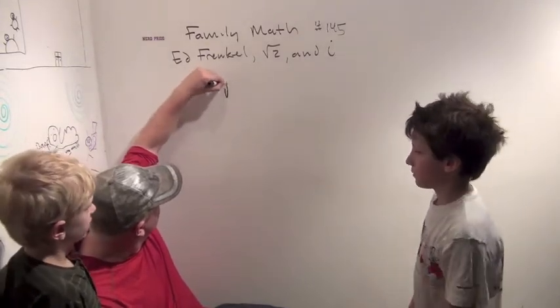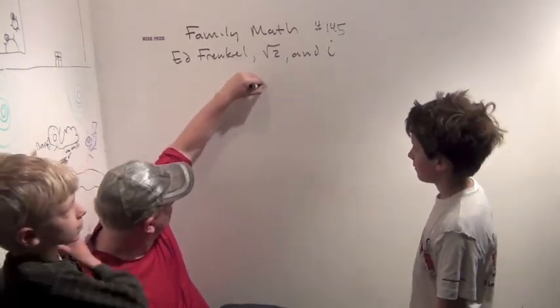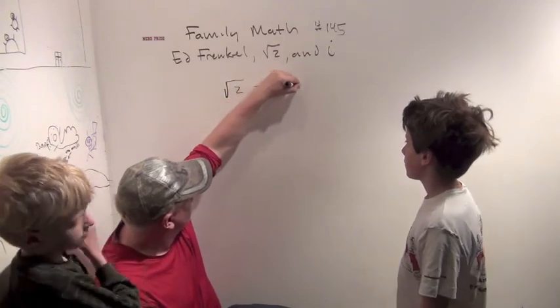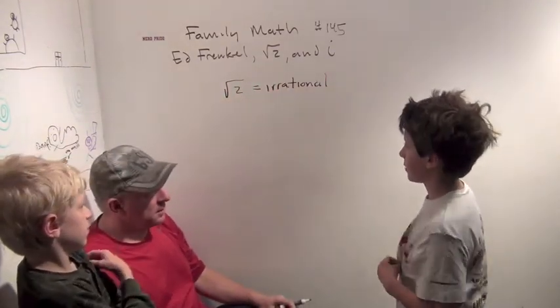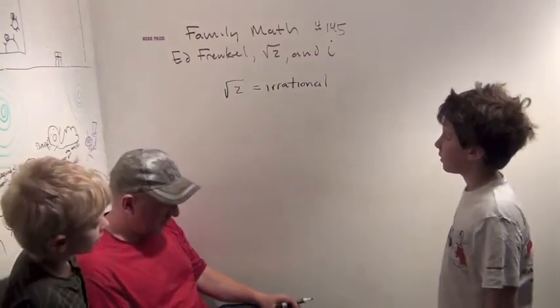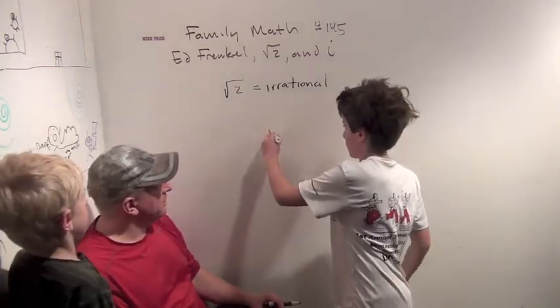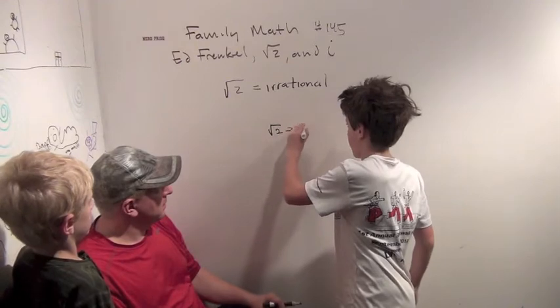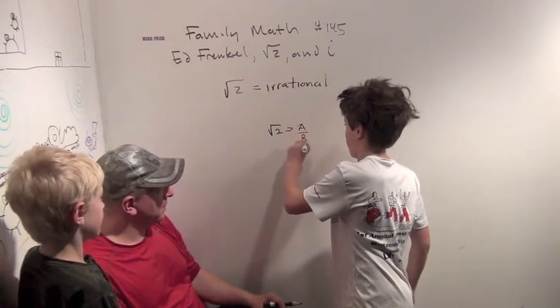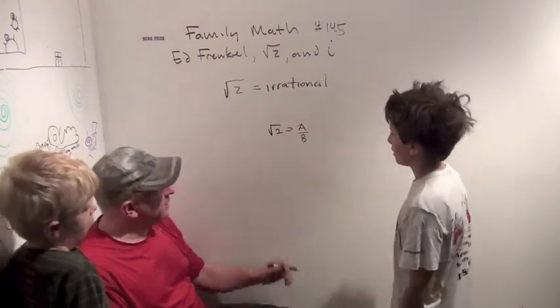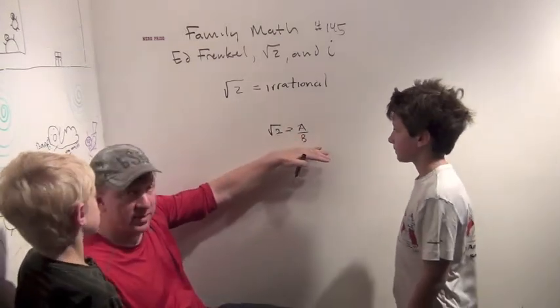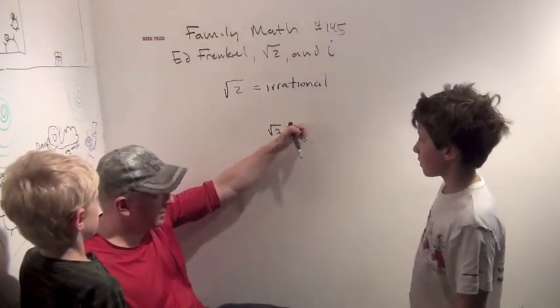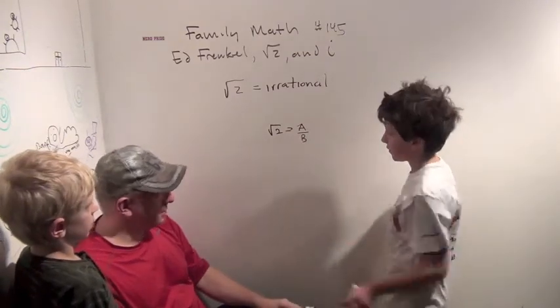It's irrational. We can prove it by proof by contradiction. Well, the square root of 2 equals a over b, and a and b are in lowest terms. So we're going to prove it's irrational by assuming that it's rational. What are a and b here? They're integers in lowest terms.